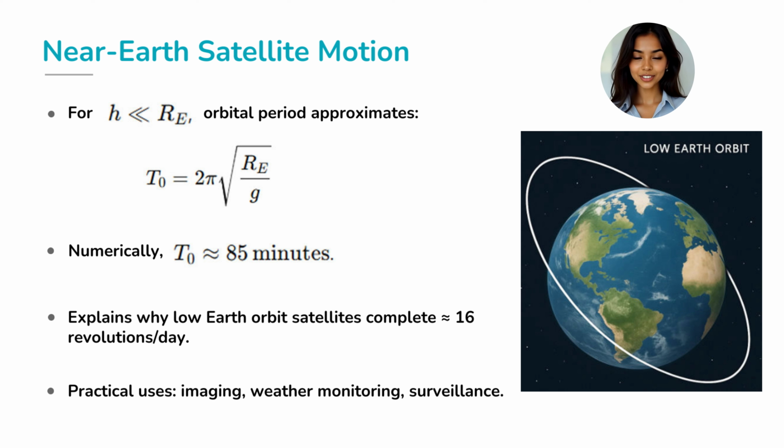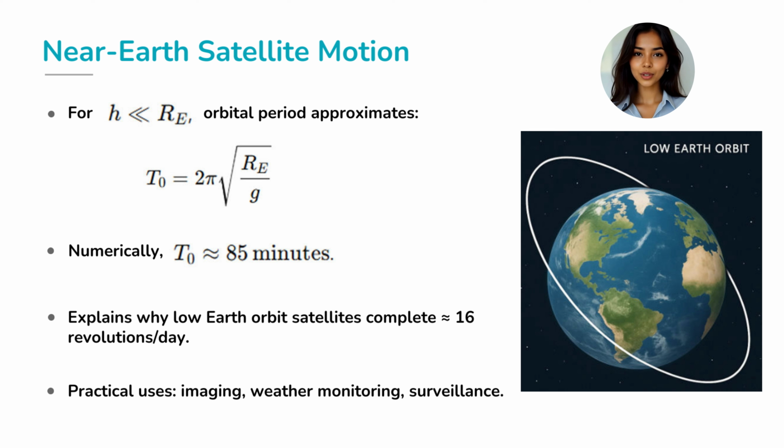Now let's zoom into satellites that are close to Earth, called low Earth orbit satellites. For heights much smaller than Earth's radius, the formula simplifies to T equals 2 pi times the square root of r_e divided by g. Numerically, this comes to about 85 minutes.